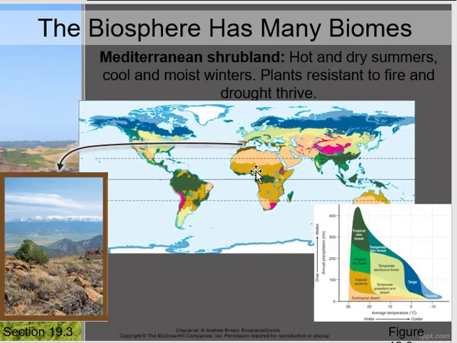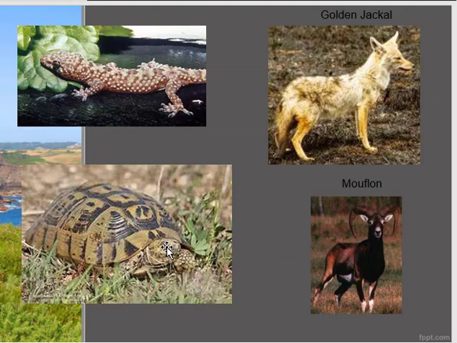Mediterranean shrubland. This is a unique biome that just circles the Mediterranean Sea. Basically hot, dry summers, cool and moist winters. Plants resistant to fire and drought thrive. It's a very productive area. A lot of nutrients are generated every year. And this is some of the places where the early civilizations formed because they had easy resources. There's a little Greek tortoise, certain little geckos, the mouflon, jackals instead of coyotes in the old world.